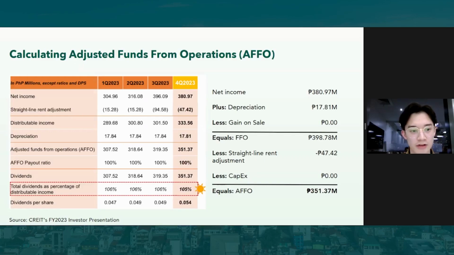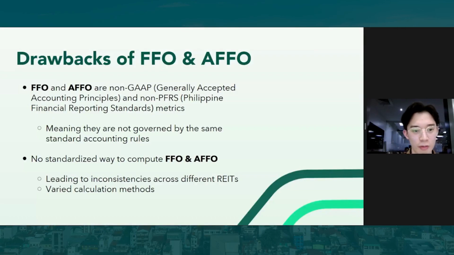So FFO and AFFO are non-GAAP or non-PFRS measures or metrics, meaning that they're not governed by the same accounting rules as, let's say, gross profit, or they're not standardized. They were created by the National Association of REITs, or NAREIT for short, specifically for REITs to provide a better measure of their operational profit. But because of that, there's no standard way of computing FFO or AFFO, which is why earlier, with a REIT, it had to add back its fair value changes to investment properties. So that leads to varied calculation methods, like what I mentioned earlier.